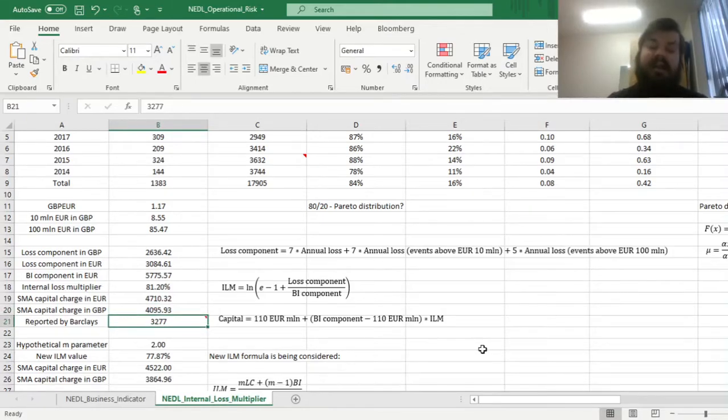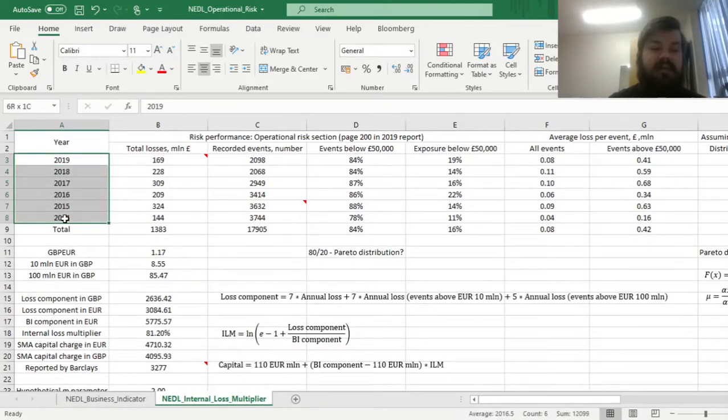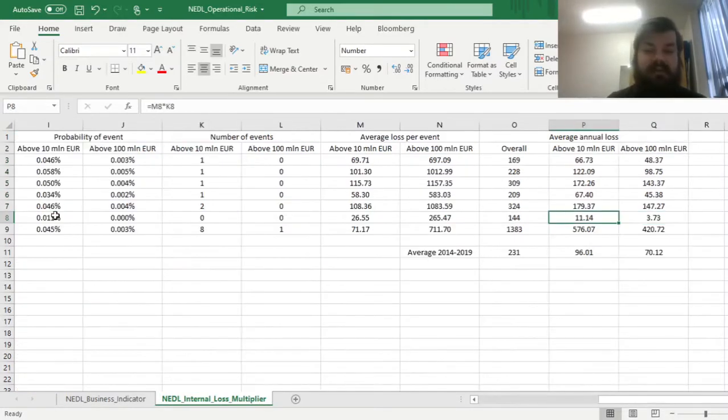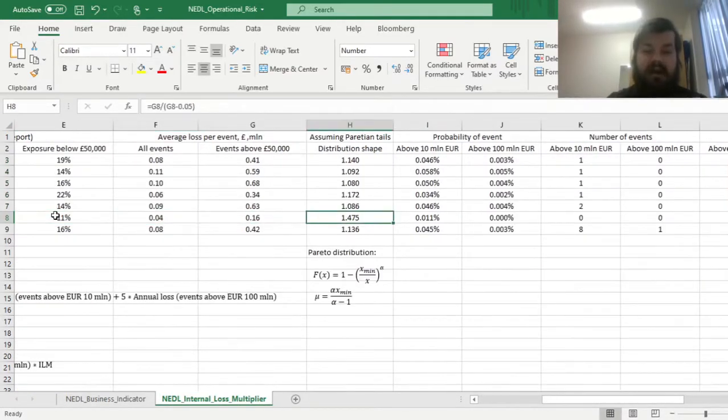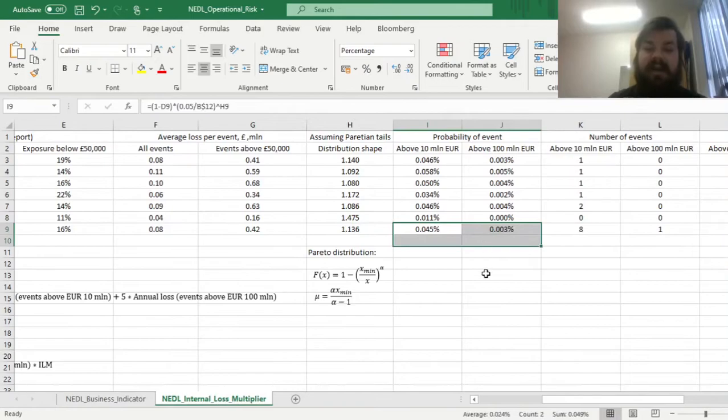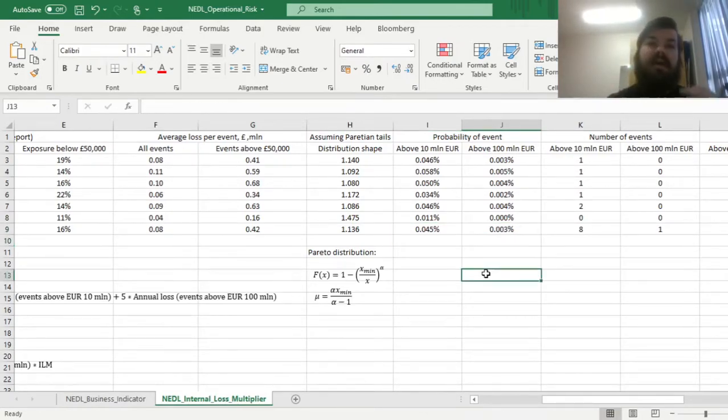The discrepancy can be attributed to the fact that we used 6 years, so 2014 to 2019, unlike the 10 years recommended by Basel and the 10 years that Barclays themselves use because they have access to disaggregated data on event level, and also by the fact that we used the Pareto distribution to proxy the occurrences of high impact operational risk events, while Barclays had these events recorded individually in their disaggregated dataset.